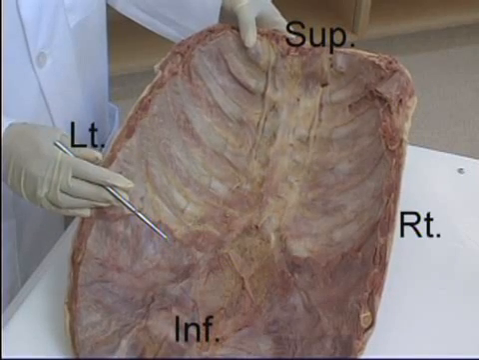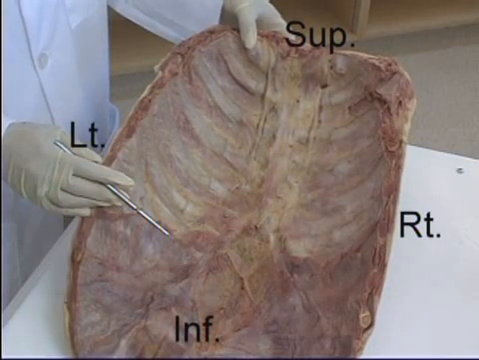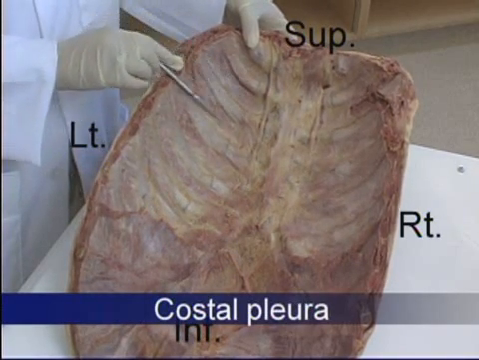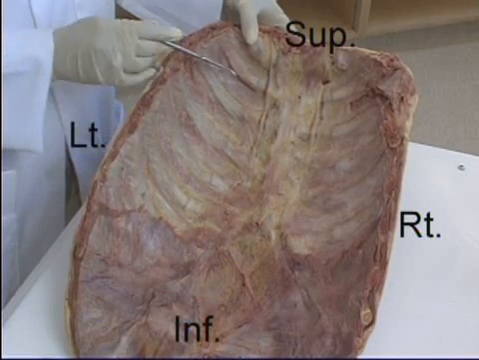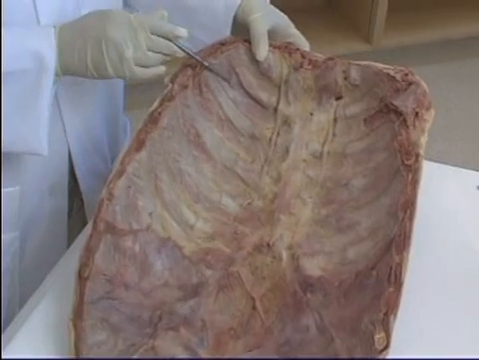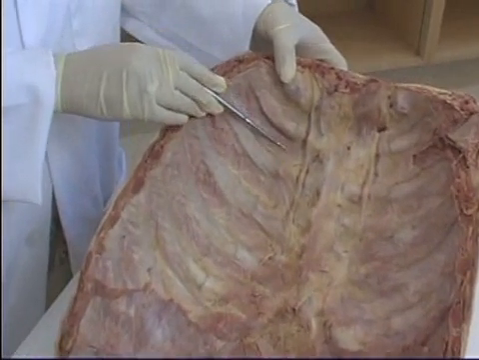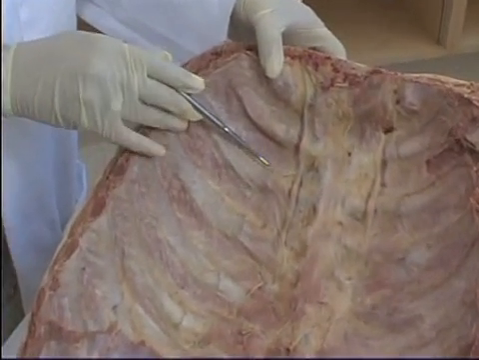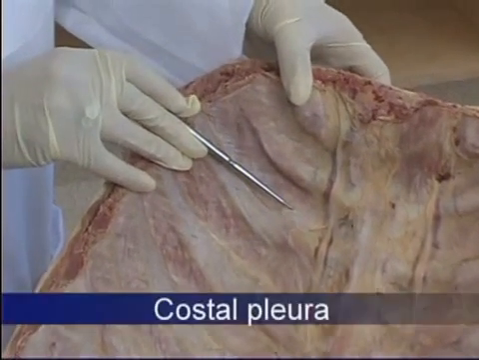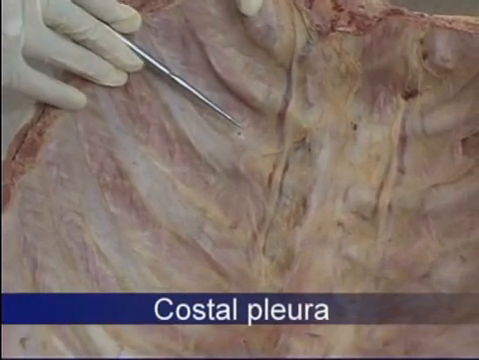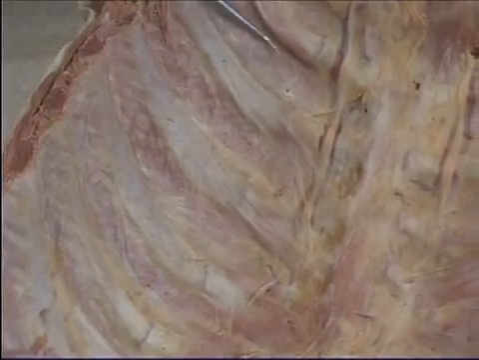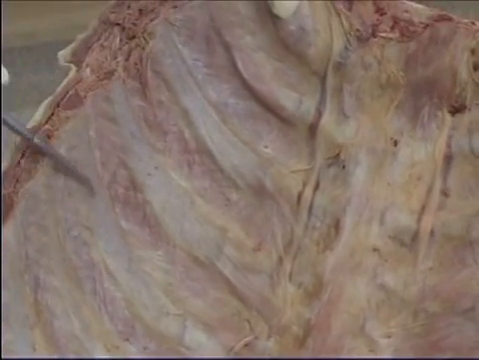So on this chest plate, I'm going to show you the costal pleura. The costal pleura is covering the anterior chest wall here and over the intercostal muscles. This is the innermost muscle, and this shiny layer which I'm picking up right now is the costal pleura, which covers the intercostal spaces here over the innermost layer as well as the ribs.